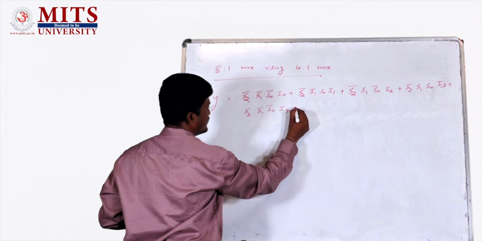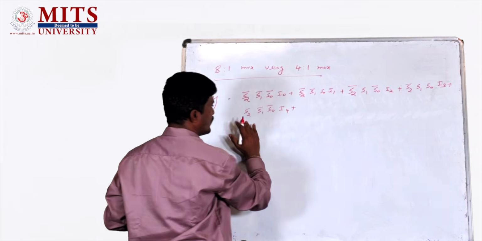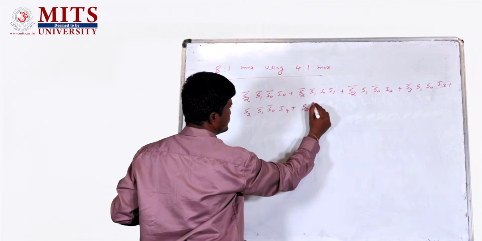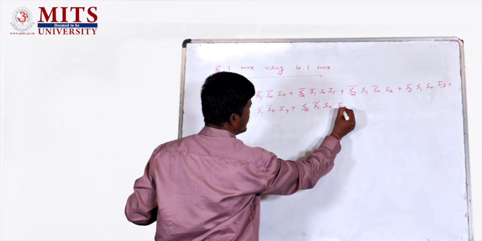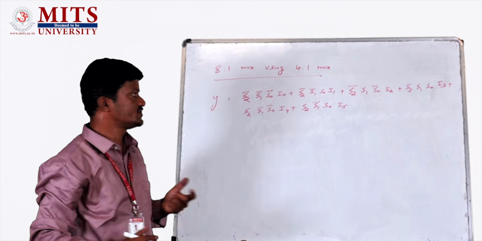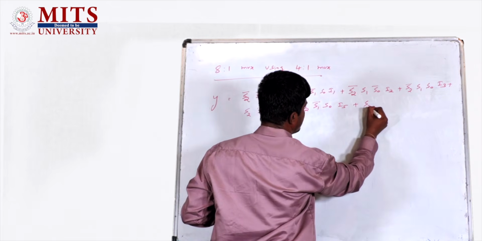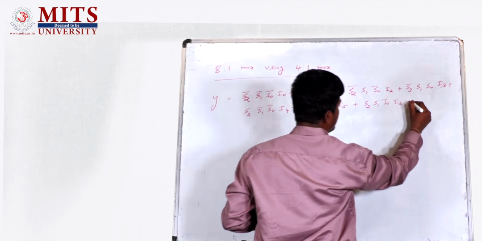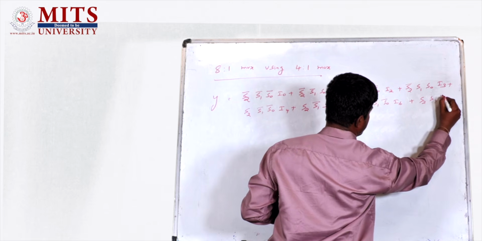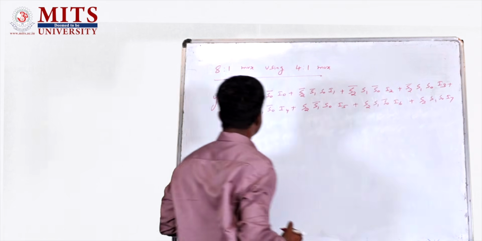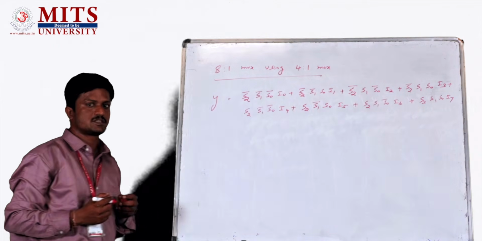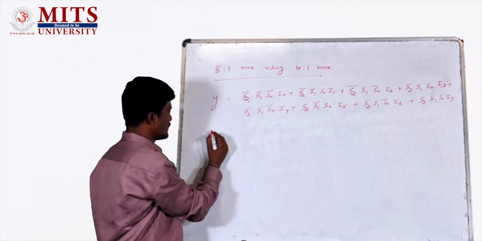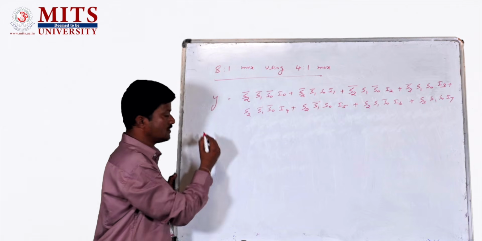Then the next term is 1, 0, 1. The next term is 1, 1, 0, into I6. Then the last term is 1, 1, 1. So now here is the 8:1 mux using 4:1 mux. So I go with the truth table for better understanding.